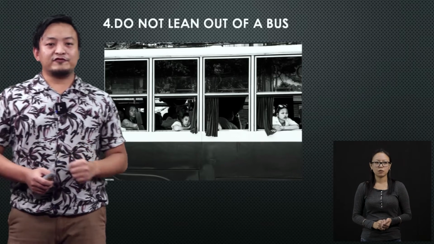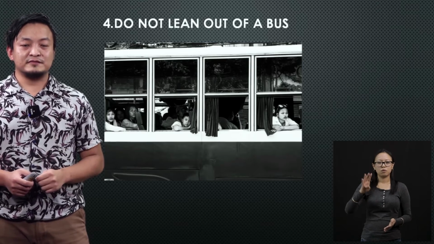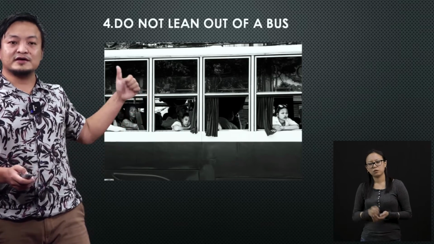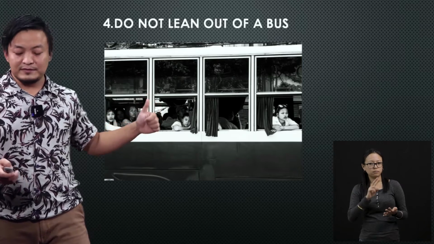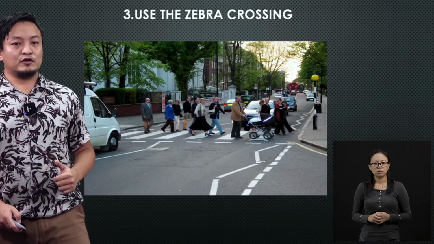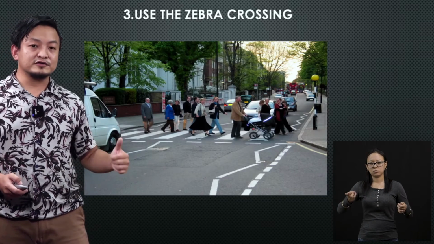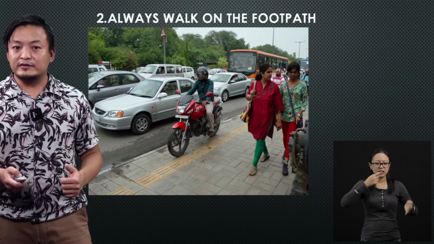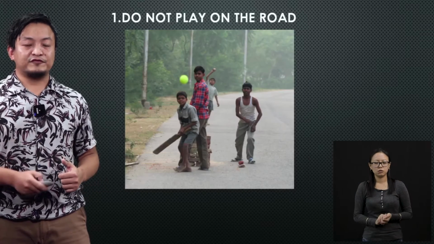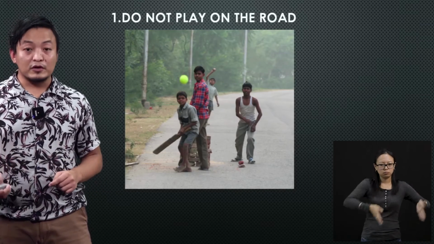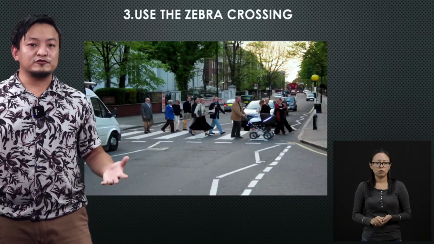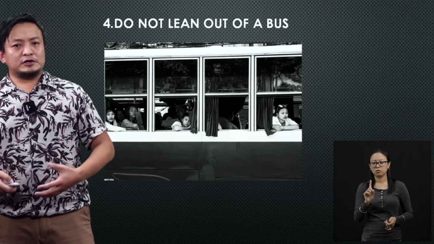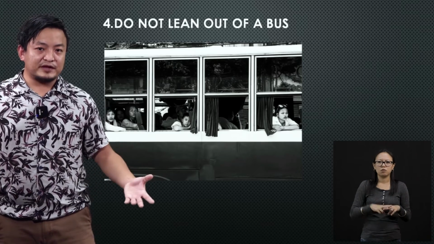So students, we have learned 4 safety rules, right? Let's recall them. The fourth one that we studied is, do not lean out of a bus. The third safety rule is, always use the zebra crossing. The second one is, always walk on the footpath. The first one is, we should never play on the road. If we want to play, because we all like to play and have fun, then we should play in an open space.